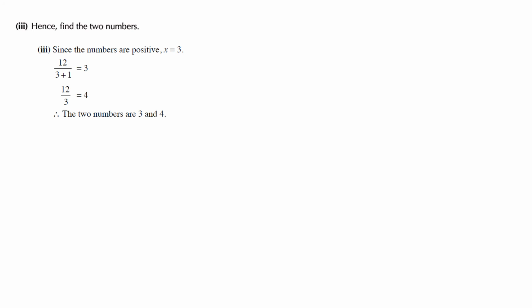Now for finding the positive numbers, you need to put the value x equals 3 in the expressions 12 over x plus 1 and 12 over x. When you put x equals 3 in 12 over x plus 1, you will get the answer 3. And when you put x equals 3 in the expression 12 over x, you will get the answer 4. So your required numbers are 3 and 4.